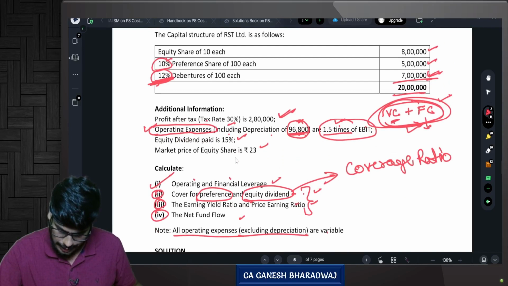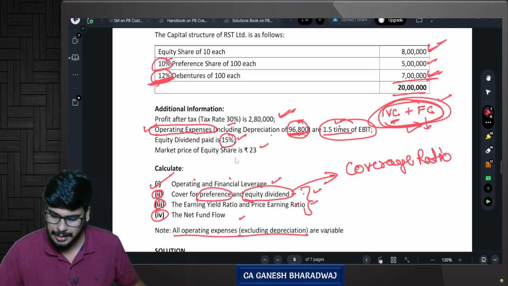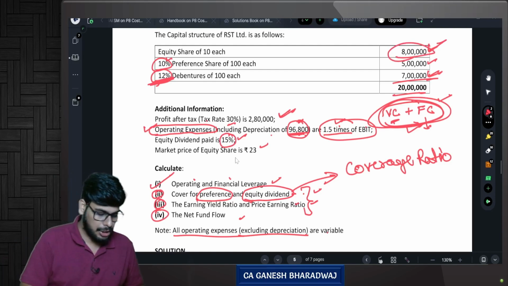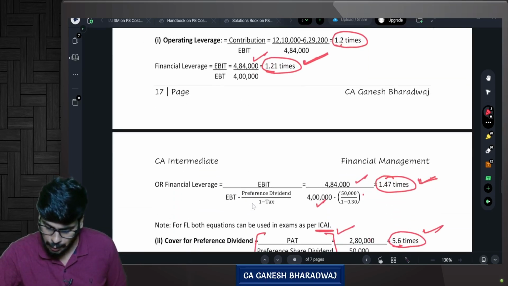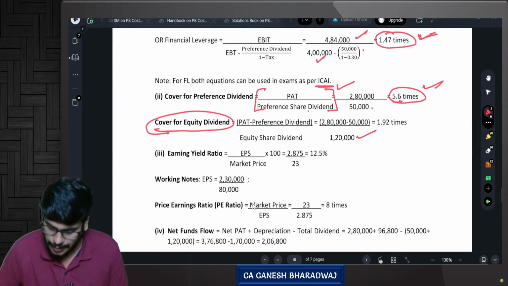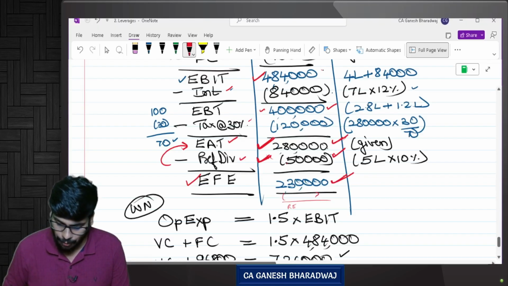Now, have they given anything in this question? Yes. Equity dividend paid is 15%. 15% on the equity value, 8 lakh. So 8 lakhs into 0.15. How much is your equity dividend? The equity dividend is going to be 1,20,000. Are you clear with this? And this equity dividend will be paid out of what? Earnings for equity, that is 2,30,000.